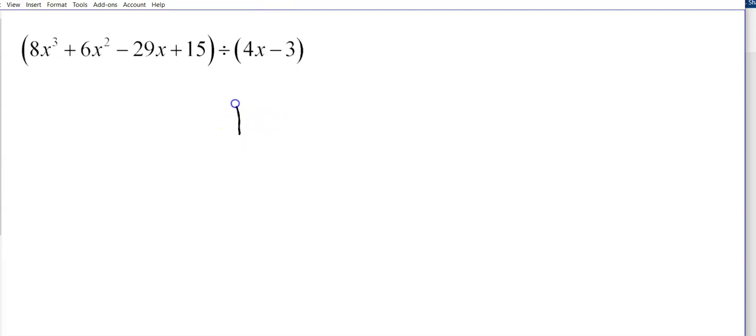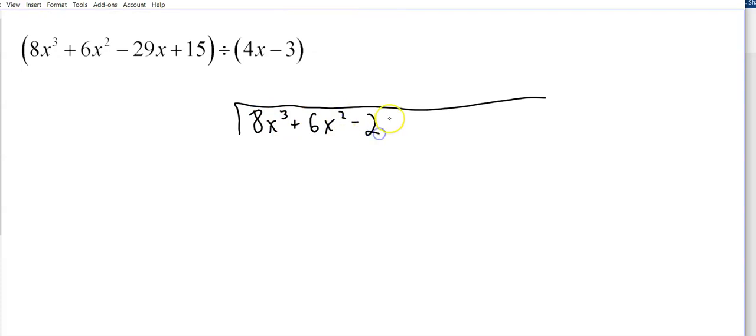So let's set it up here. So we get this big house here. So this is 8x cubed plus 6x squared minus 29x plus 15. And this is the binomial 4x minus 3, which is our divisor.